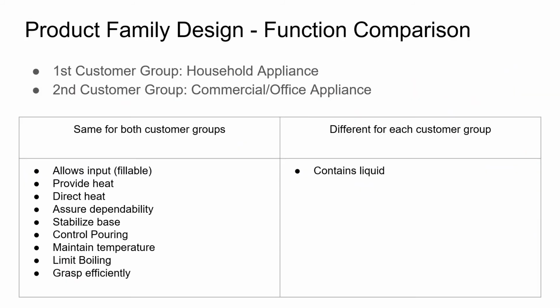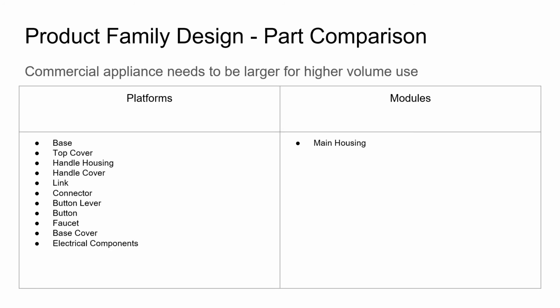We next looked at the product family by performing a function comparison between the two groups. Like we mentioned before, the first group is more for households, and the second customer group is for a commercial or office appliance. Because of this, they have similar functions, except that the office appliance needs to be able to hold more liquid, since it will be used more often. Similarly, most of the parts are the same except for the main housing.